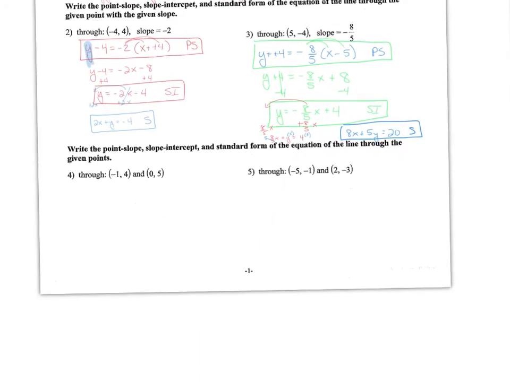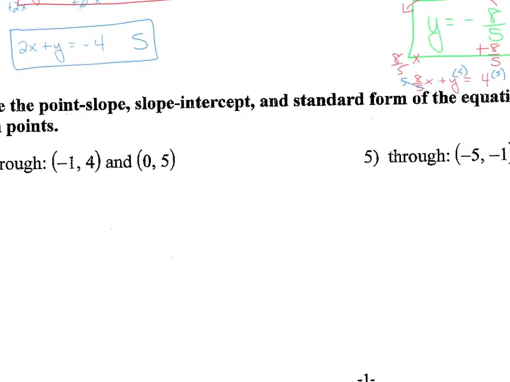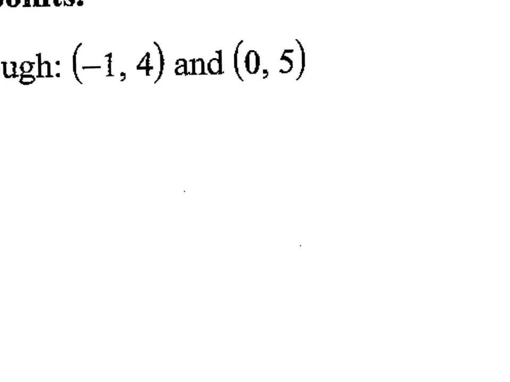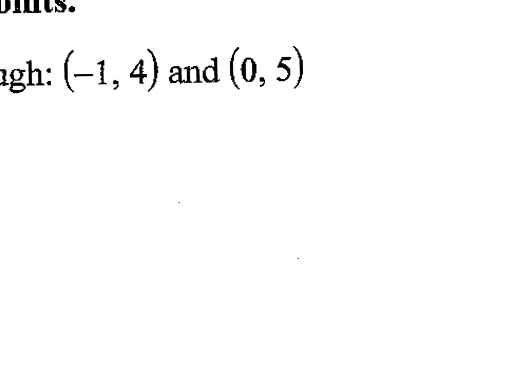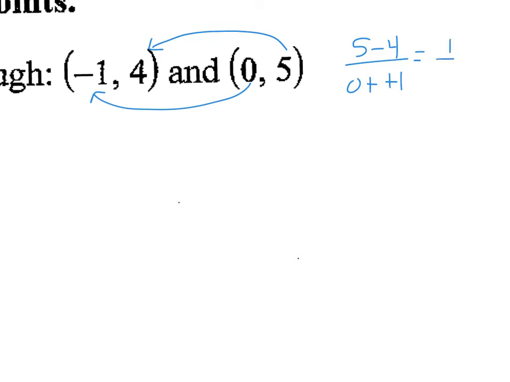All right, going down to the next problem. It says write the point slope, slope intercept, and standard form, but now we're given 2 coordinate points. So instead of given the slope, we've just got 2 coordinate points. Okay, so on this, anytime we have 2 coordinate points, we're going to find slope first. All right, so I'm going to take 5 minus 4 over 0 minus negative 1. So I end up with double negative becomes a positive, 1 over 1, or 1 for my slope.